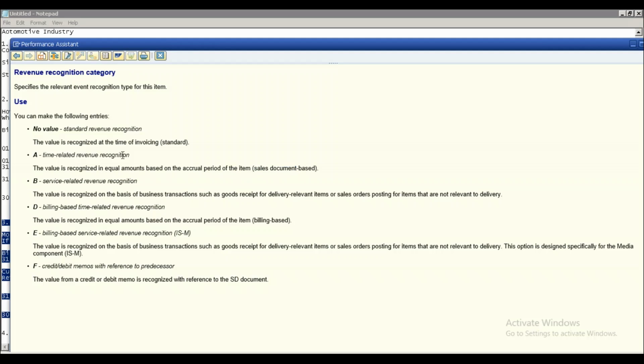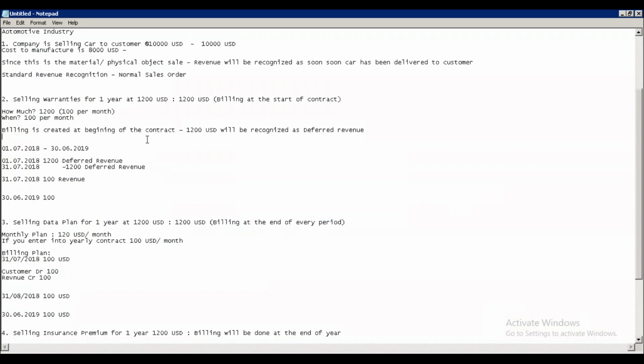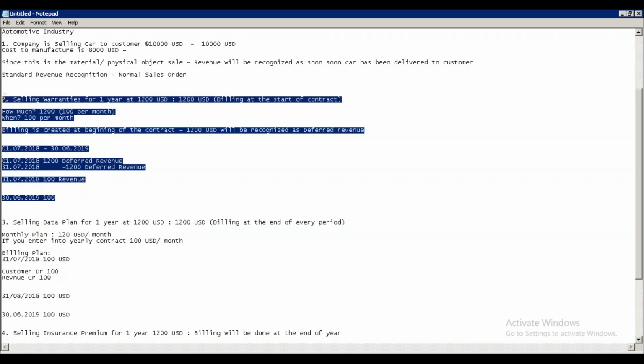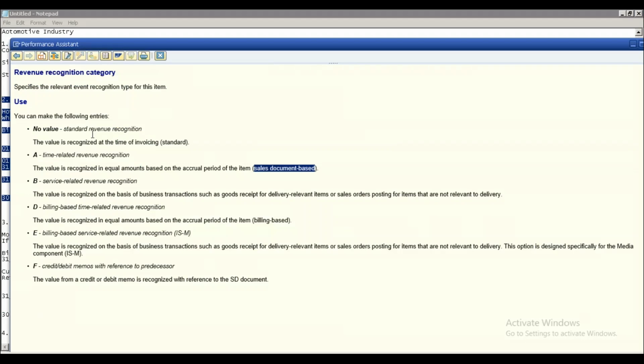Clear on this? Time related revenue recognition, if it is based on sales document, this means it will be generated at the end of every month. You don't need to create the billing at the start of the period. What if I go for this option? I want to create the billing at the start of the contract itself. In that case, I will use this option D, billing based time related revenue recognition.